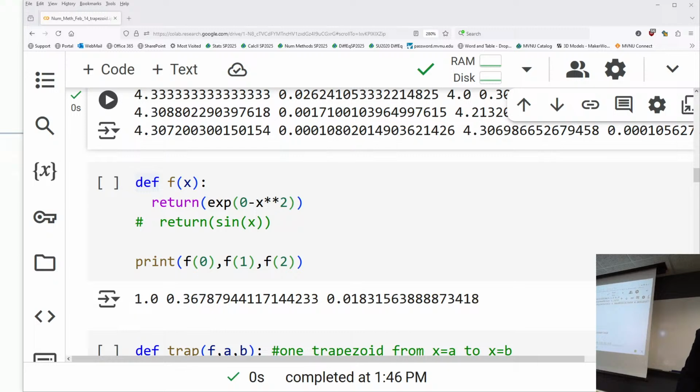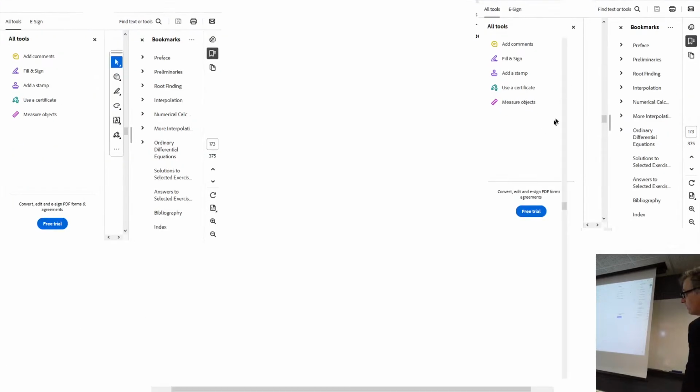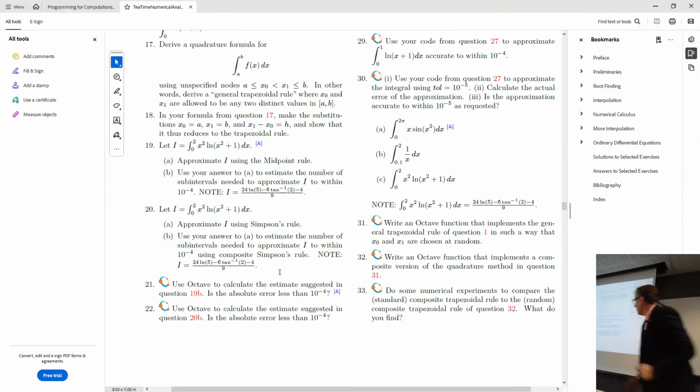Okay, so I'll show it to you on the screen. I don't have it up on our website yet. Whoops. Let me pull this over so you can see. And then we'll talk about strategies moving forward. There we go. Okay, so it's 19 and 20. Notice that what it's asking you to do is what we just did, but with a different function. So it's essentially the same thing.